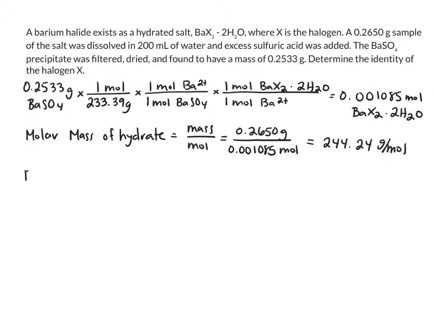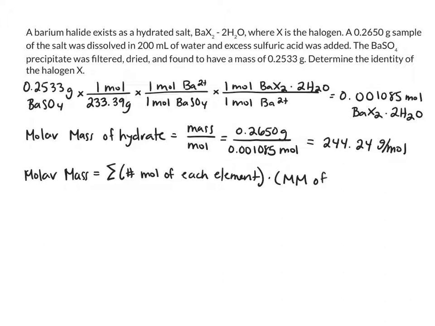So, the molar mass of my salt, if I were to break it down, okay, it is the sum of the number of moles of each element, times the molar mass of each element. So let's take a look at our salt. I know the molar mass is 244.24 grams per mole.